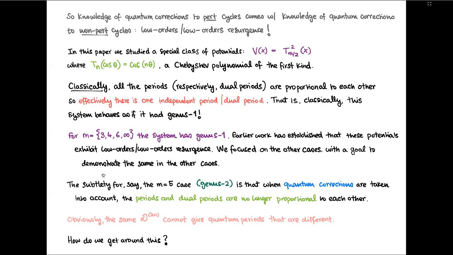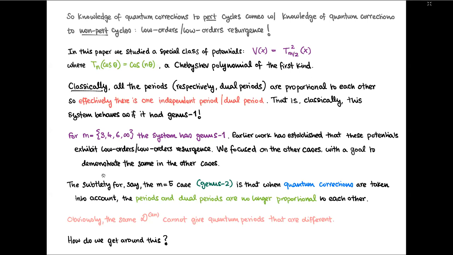So the subtlety for the m equals 5 case, which is the specific example that we work out, is that this is a genus 2 example, and when quantum corrections are taken into account, the periods and dual periods are no longer proportional to each other, right? Now, obviously, the same D2 cannot give quantum periods that are different. If it's genus two, that means it has two A cycles and two B cycles. And the same differential operator cannot give you quantum periods that are different. And the question is, how do we get around this?